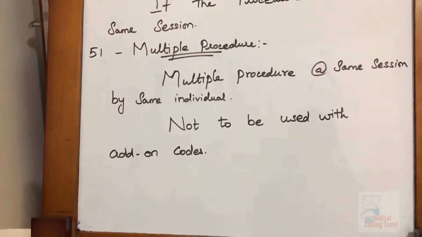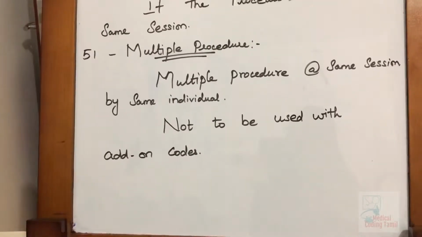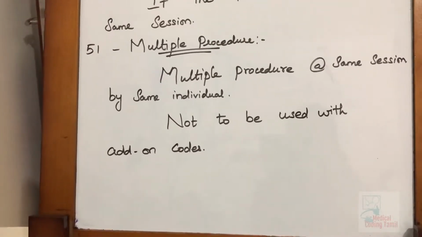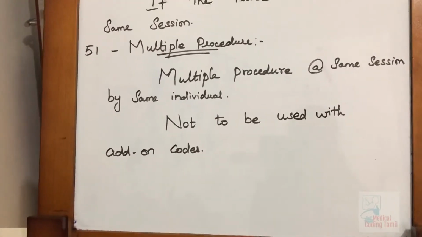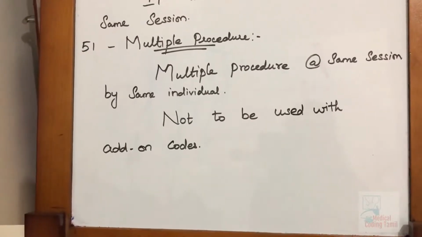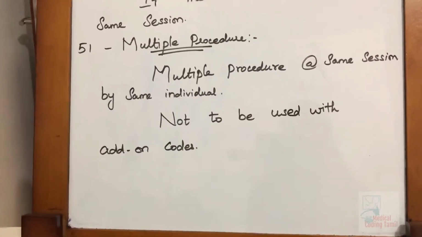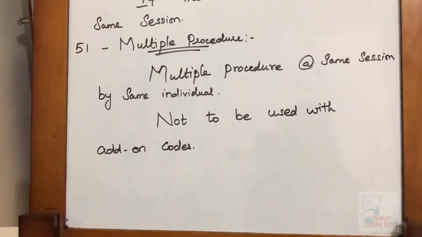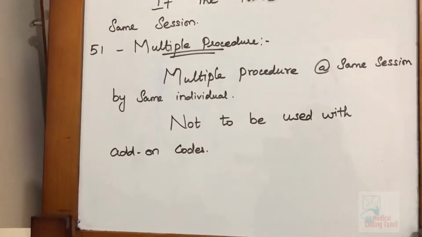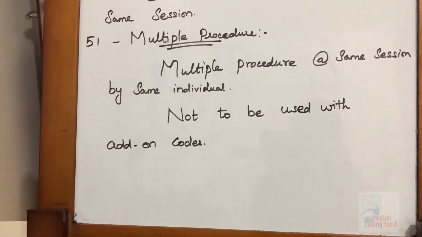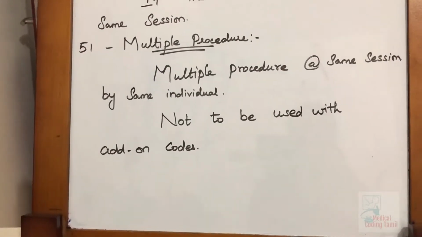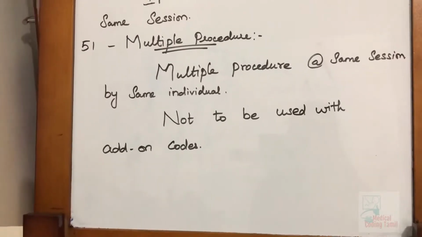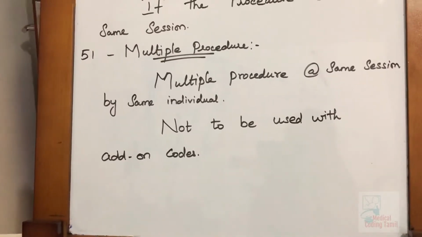If in your examination you see modifier 51 added with any add-on code, you can strike out the code immediately because it's the wrong code. Modifier 51 should not be used with add-on codes. This is a very important guideline, you have to remember it. If you see answers with modifier 51 added to add-on codes, then the answer will be wrong.